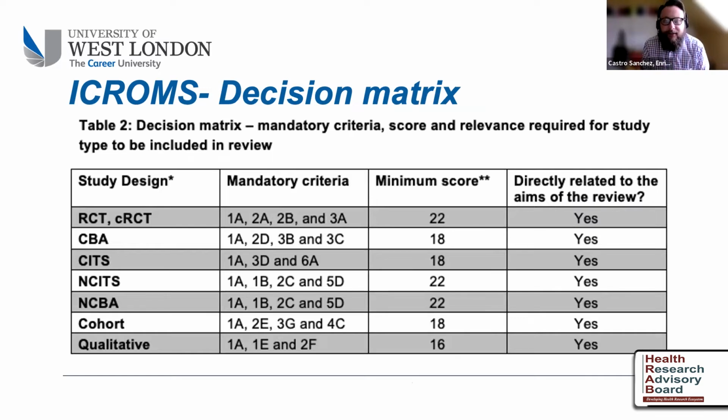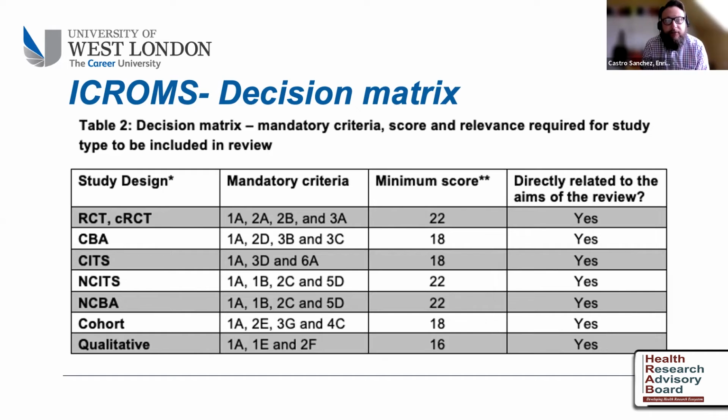And the decision matrix is handy because it tells you what are the mandatory criteria for each of the study designs, which you've got on the left. And we decided, and actually the process of creating the ICROMS wasn't just a group of researchers deciding. We went through a literature review. We also went through a Delphi with experts, and we validated this design against a literature review that we were commissioned to carry out. But anyway, so you've got a column on the left, study designs, and then you've got the mandatory criteria for each study design.